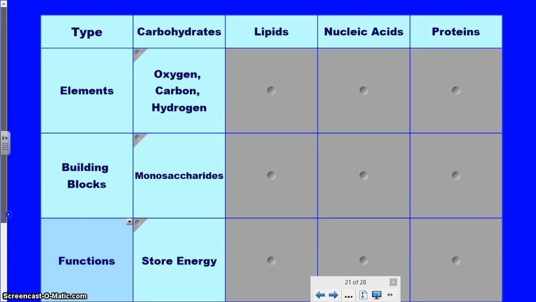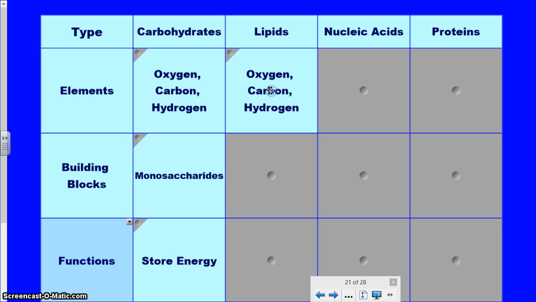All right, our next organic compound is lipids. Lipids are composed of oxygen, carbon, and hydrogen, just like carbohydrates, but the ratio of them is different. Remember, carbohydrates was 1 to 2 to 1. Lipids, it's a little bit different than that. Their building blocks include fatty acids attached to glycerol.